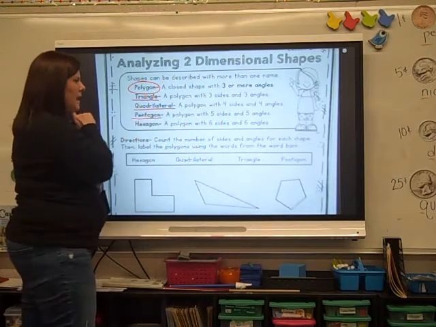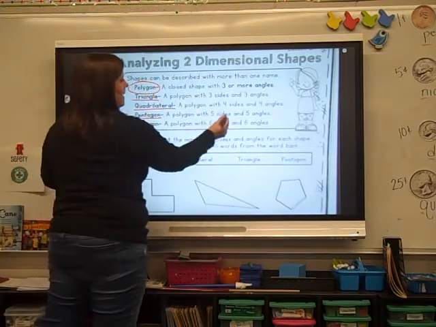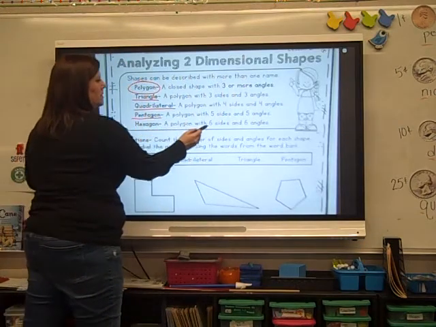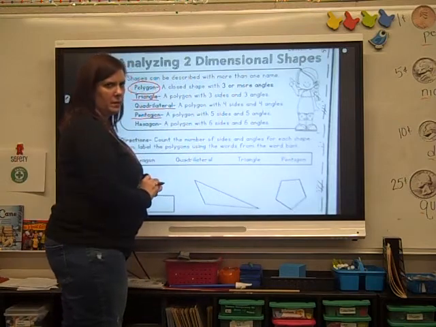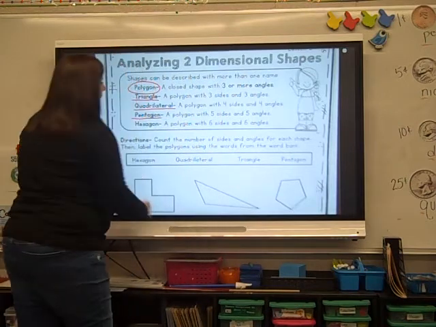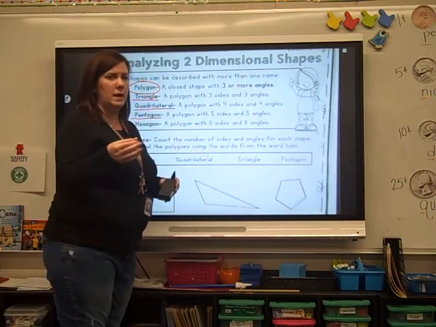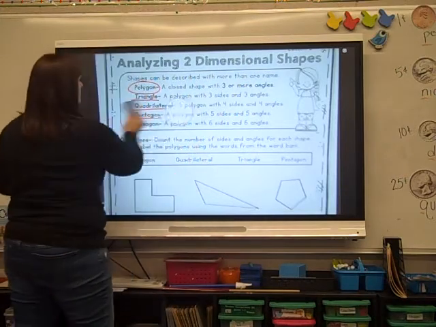Pentagon, you might have heard of that one. That's a polygon that has 5 sides and 5 angles. And a hexagon is a polygon with 6 sides and 6 angles. Okay? And we learned last week that the sides and angles, they match. Alright, so let's move down.